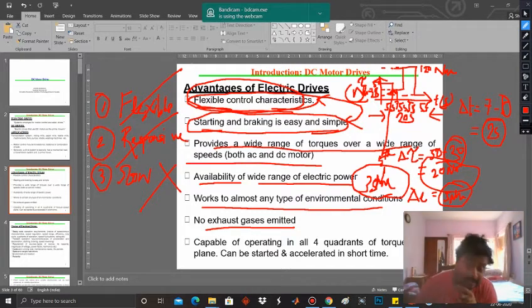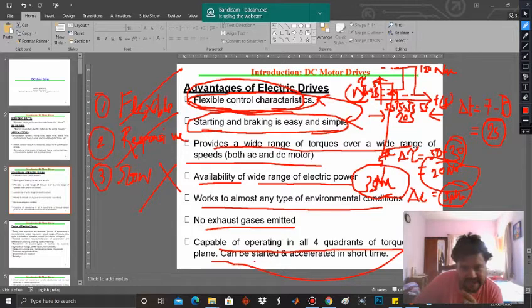And the last, which is the most important, is that they will be capable of operating in all the 4 quadrants of the speed and torque plane, and they can be accelerated and started in a very short time. So they should be capable of operating in all the 4 quadrants of the speed and torque plane.